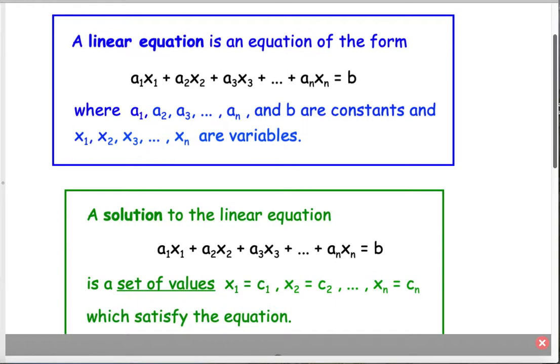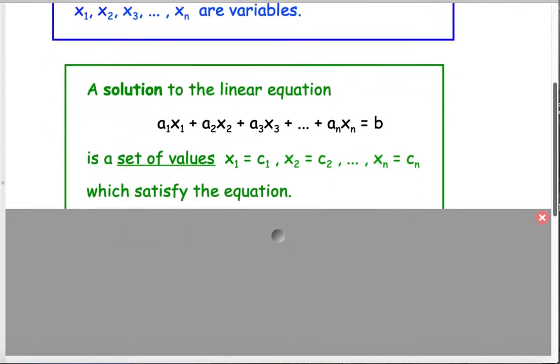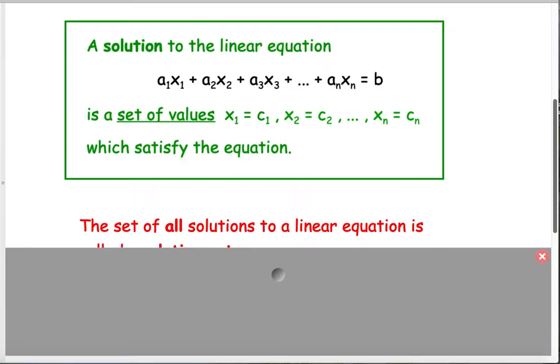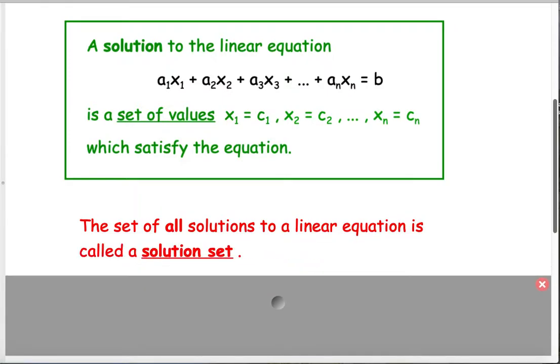A solution to the linear equation discussed above is going to be a set of values for each of the x variables. So x sub 1 is equal to a constant, we'll call it c sub 1, and x sub 2 is equal to another constant, c sub 2, etc. Now some of these constants may be the same, they could all be different, it doesn't matter, they're just real numbers. The set of all the solutions to a linear equation is called the solution set. So one particular solution is specific values we plug in for the variables to make the equation true. All those possible solutions make up what's called the solution set.